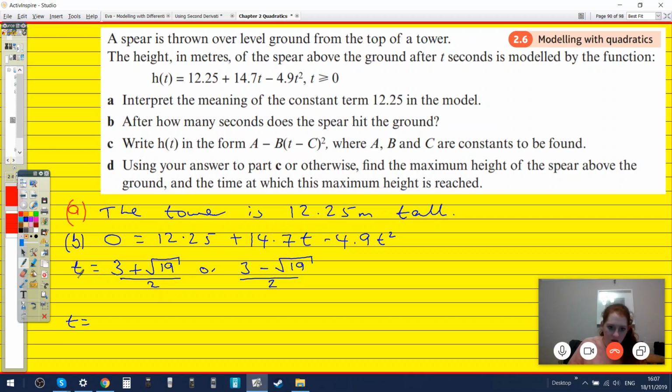It'll have to be the positive one. Yeah. And what is that? It's 3.8 seconds, roughly. And what's the second decimal place? Oh, it's 3.67. So let's say 3.67 seconds, and we reject the negative time because time can't be negative. Okay. How about C?